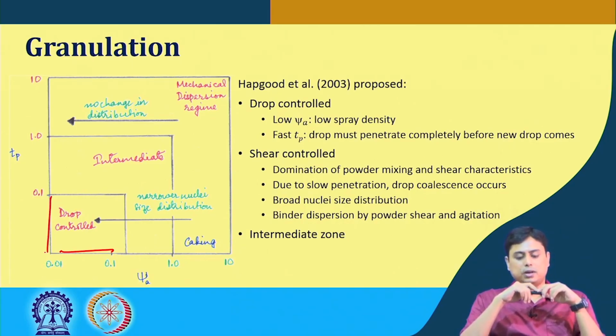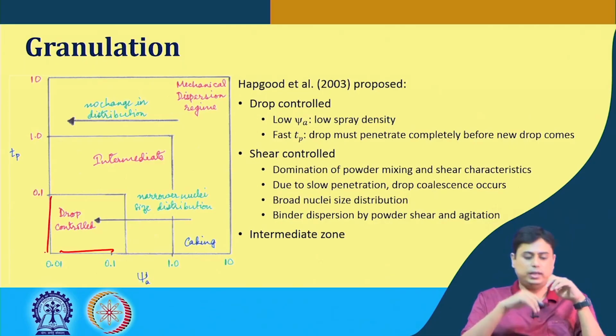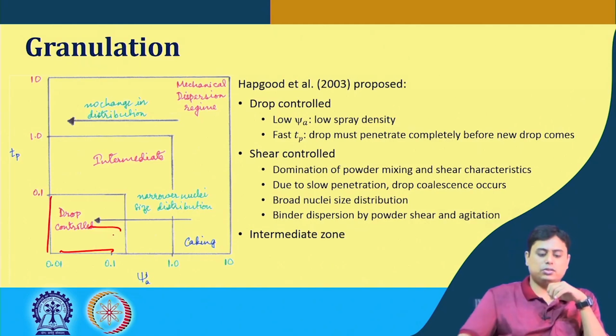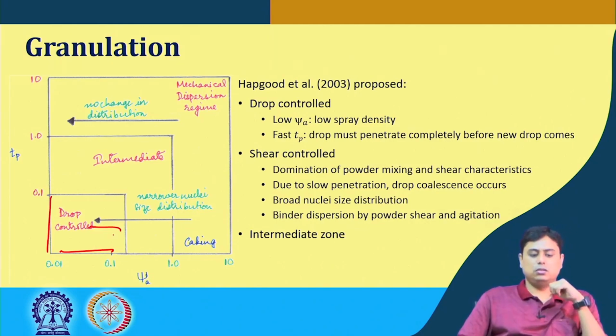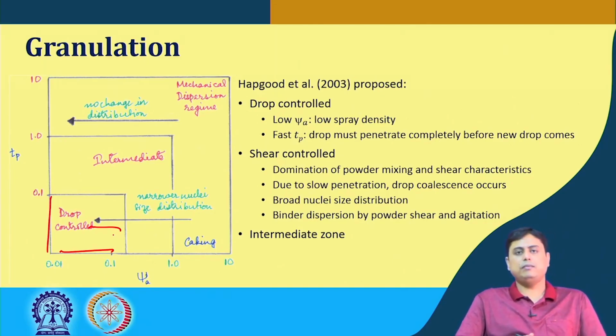Now, the binder dispersion happens here by shear and agitation, and in between these we have the intermediate zone. So, here we have a narrower size distribution. In the mechanical dispersion regime or say the shear controlled regime, we have the broader size distribution.